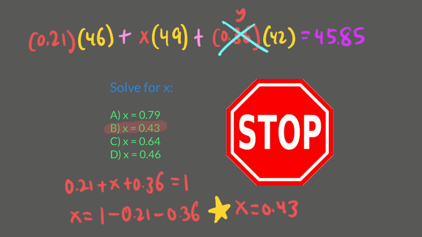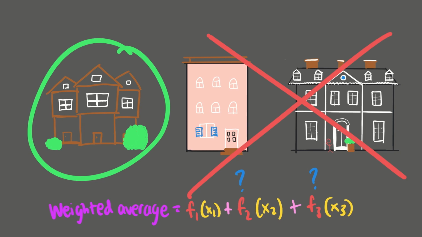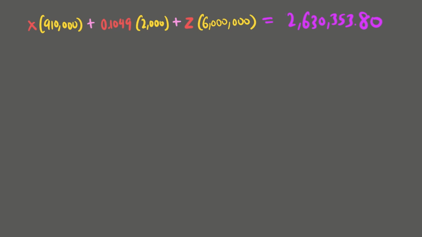What do we do when there are two unknown variables in the weighted average equation? For example, if we only know the percentage of properties sold that must be apartments, but not townhouses and mansions. To do this, we'll use a similar approach and remember that all the decimal weights add up to 1. We have the equation x times 910,000 plus 0.1049 times 2,000 plus z times 6 million equals 2,630,353.8.